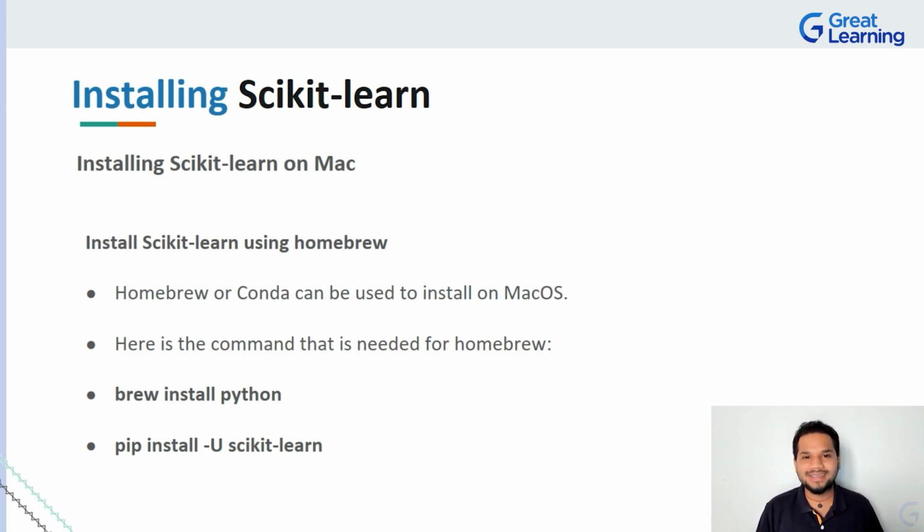Now, let's just say you want to install it via Homebrew. Installing via Homebrew is very simple. First of all, you're going to have to install Python itself. brew install python will get Python set up on your machine. And after Python is installed, again, it's another simple pip command. pip install scikit-learn, and boom. Now you have Python set up. Now you have scikit-learn set up, right?